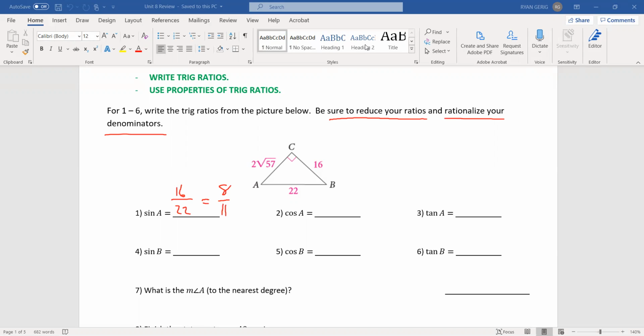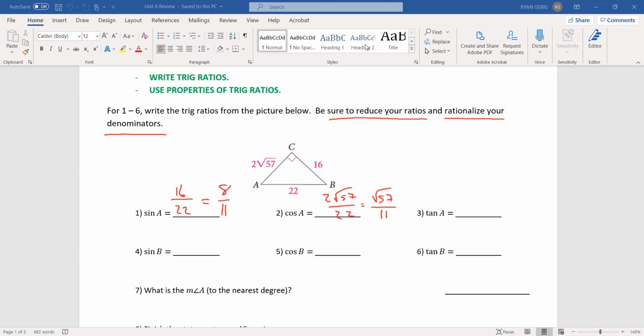The cosine of A is just adjacent, so 2 radical 57 over 22. I can reduce that one. The outside numbers do reduce to 1 and 11. So I'm not even going to write the 1. Square root of 57 over 11. That one's good because the radicals in the numerator don't need to rationalize.